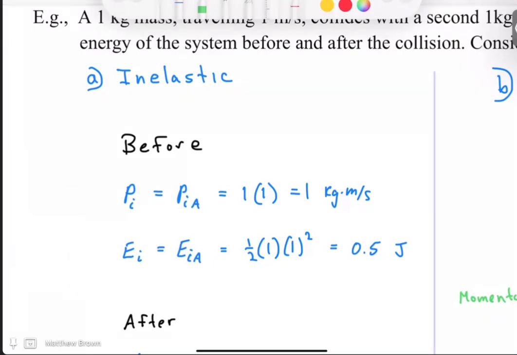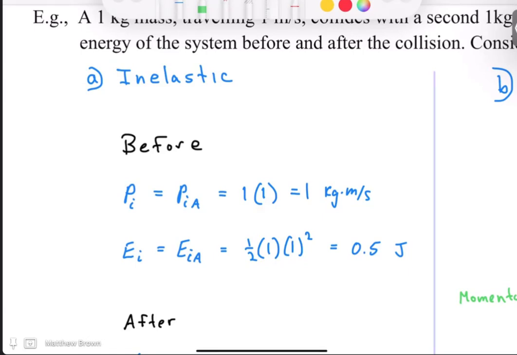So the momentum before, I'm using I for initial and F for final, so the initial momentum is just the momentum of A, because B is stationary. And it's 1 kilogram times 1 meter per second, so 1. The kinetic energy before is just the kinetic energy of mass A, which is 1/2 times 1, its mass, times its velocity squared, and 1 squared is 1, so it's just a half, or 0.5.